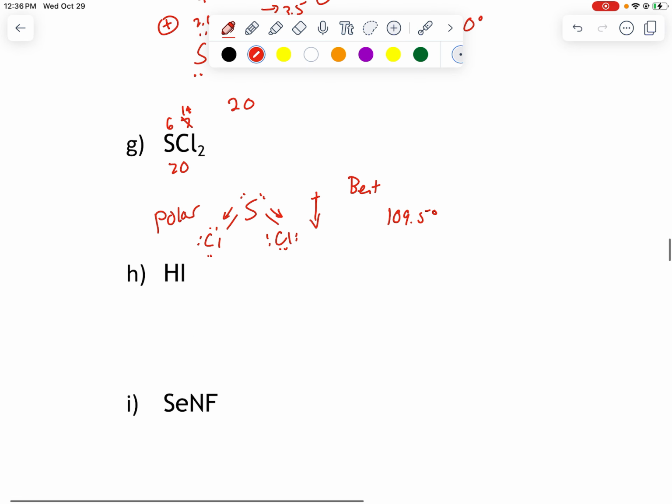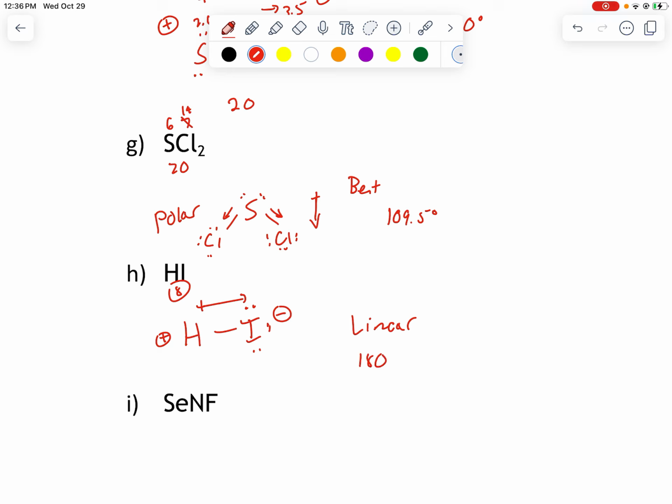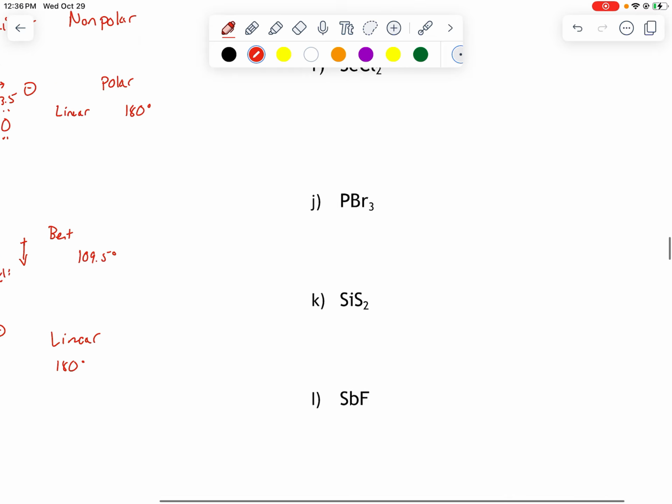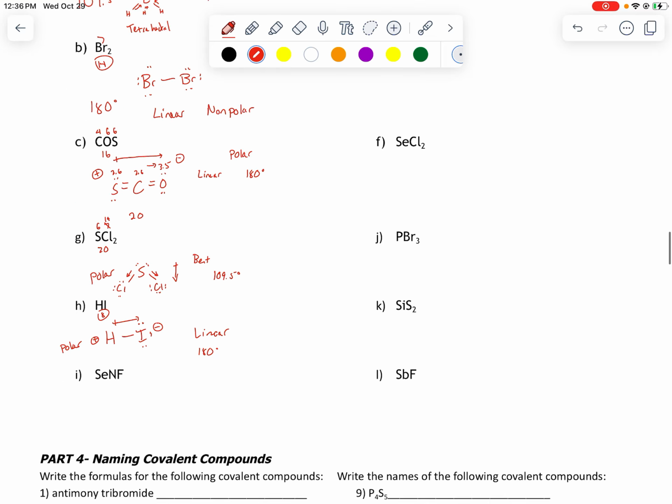All right, HI. Magic number's 8. Hydrogen's 1, iodine's 7. So there's 8 right there. This is going to be having a dipole towards the iodine. Positive, negative, partial. This is linear. 180 degrees because it's just a line. It's just linear. It is polar as mentioned. And yeah, there we go.